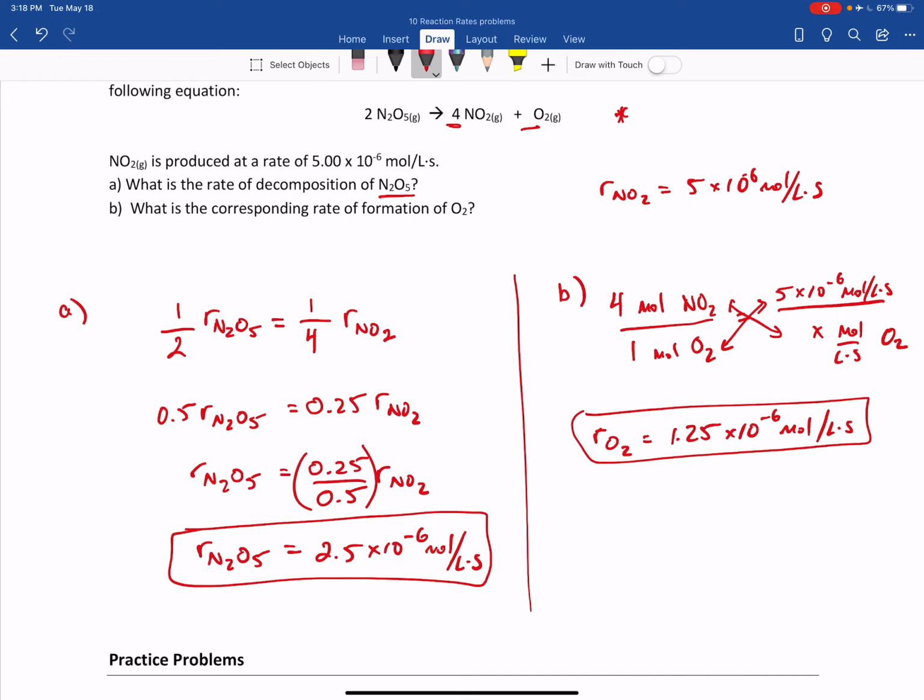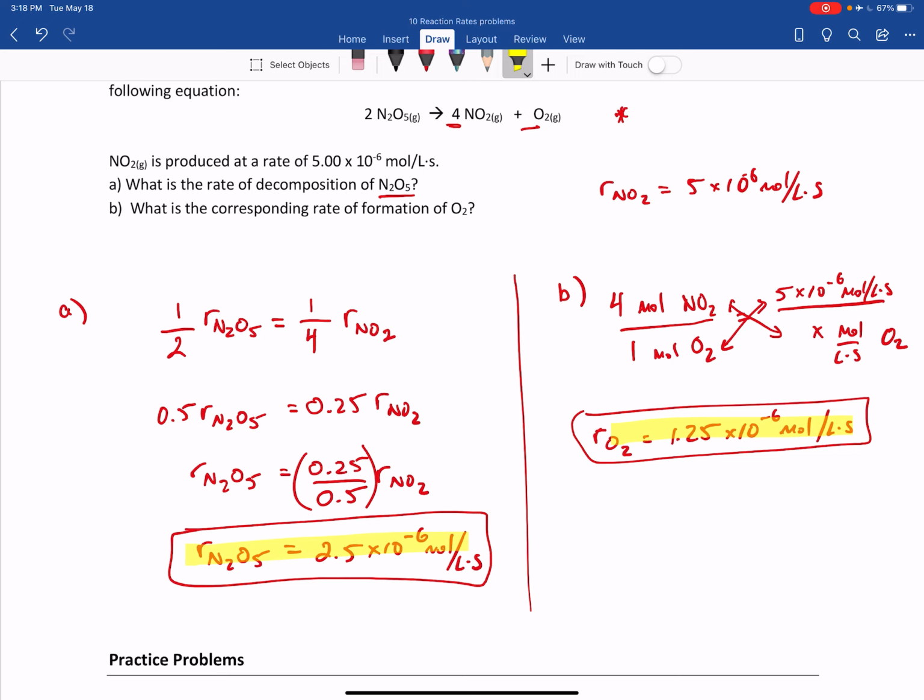Now it's not on here, but if we were to compare nitrogen dioxide to oxygen, you can see that there's 2 moles of N2O5 to 1 mole of O2. So the rate of oxygen should be half of the dinitrogen pentoxide rate, which it is. And you can see based on the numbers we have here, this is half of this value here.